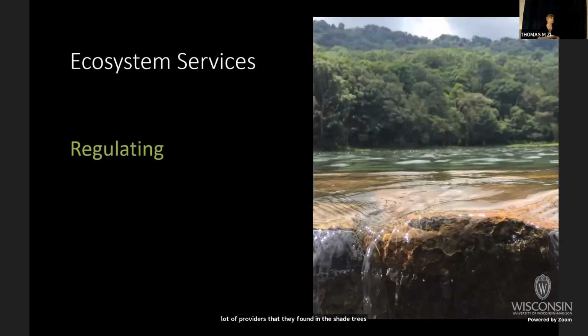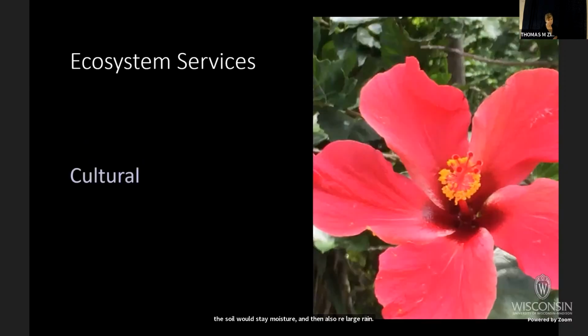They also recognized a number of regulating services, including better soil nutrition, because the shade trees would drop leaves that decomposed into the soil, and then they didn't need to do as much for fertilizing the coffee plants, because the trees were doing part of that work for them. And also regulating some of the water resources, so the soil would stay moister, and large rain events would be better absorbed in places where the shade trees were present.